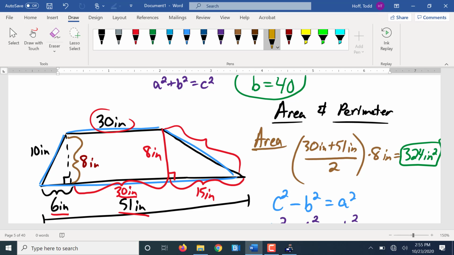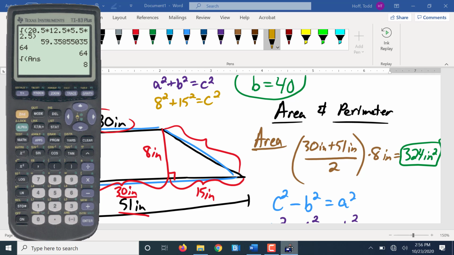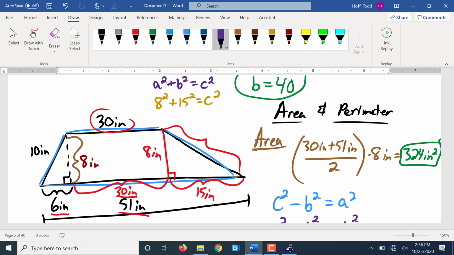So for this one, we know both legs and we're looking for the hypotenuse. So it's just a squared plus b squared equals c squared. 8 squared plus 15 squared equals c squared. I'm not going to do it out by hand. I'm just going to punch it in the calculator. I'll put in the square root symbol first, then 8 squared plus 15 squared, and close off the parentheses for the square root. That gives me 17. So c is 17 inches.